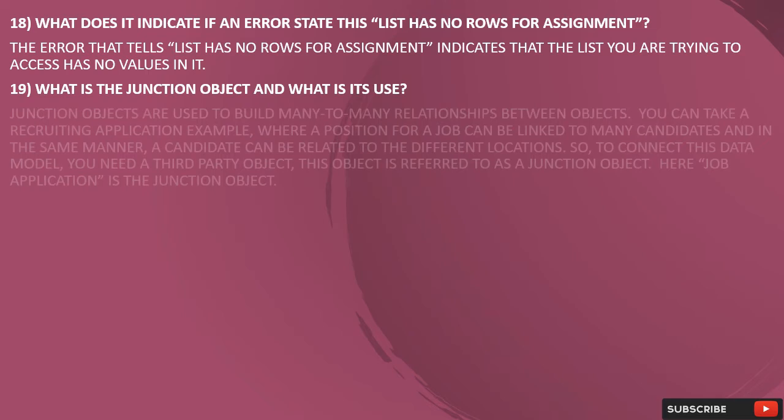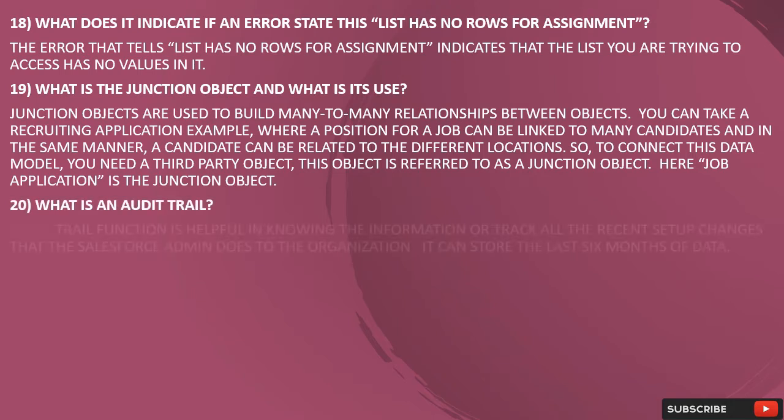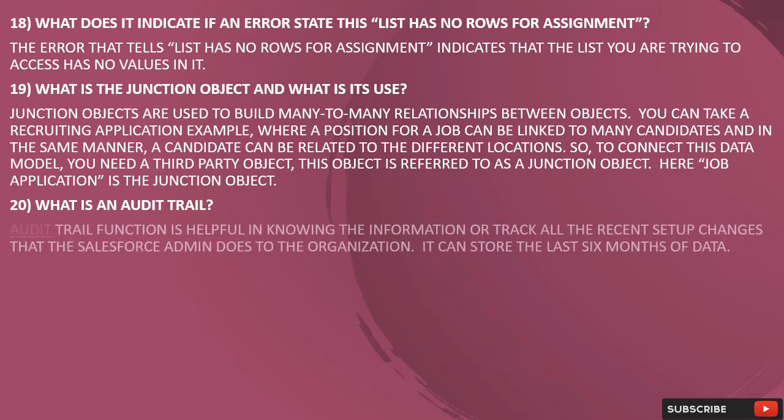19. What is the junction object and what is its use? Junction objects are used to build many-to-many relationships between objects. You can take a recruiting application example, where a position for a job can be linked to many candidates, and in the same manner, a candidate can be related to different positions. So, to connect this data model, you need a third object. This object is referred to as a junction object. Here, job application is the junction object.